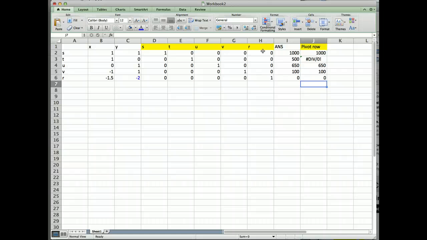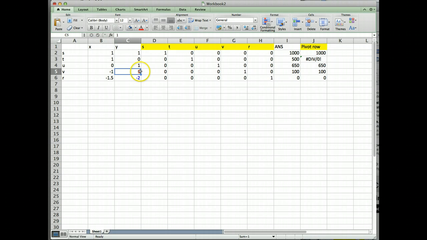This is just some scrap work on the side so I can see what the answer divided by that individual column is. What we're looking for here is the smallest number, or 1. This indicates my pivot position, my pivot entry.